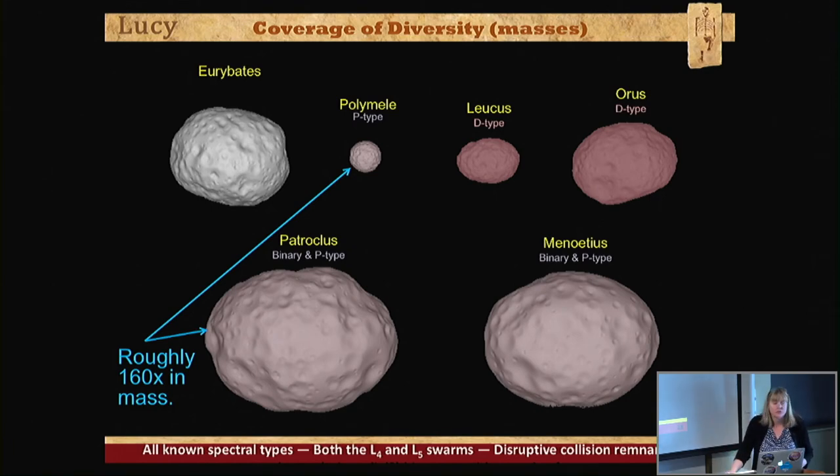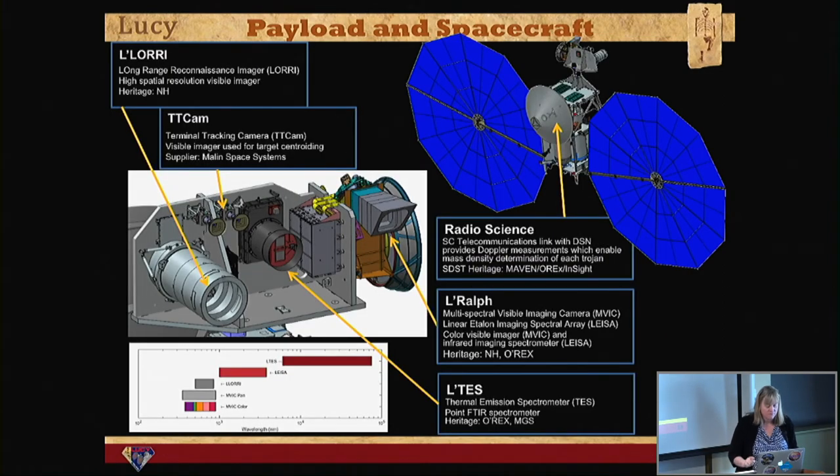we get a large difference in mass. And right here, we're assuming the same density because we don't know what the density is. But we will be measuring the mass as we fly by, and we'll be making shape observations that we can use to derive shape so that we can get a density.